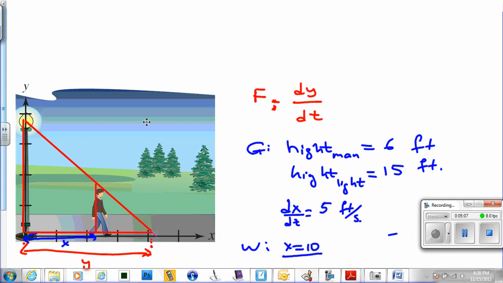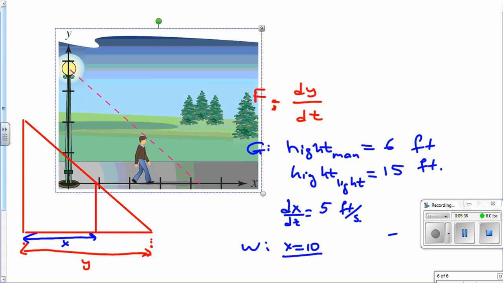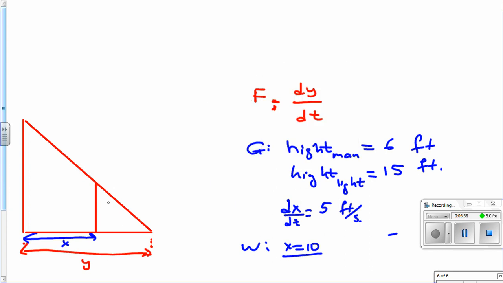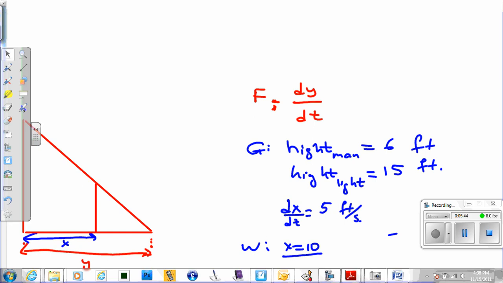Let's simplify this view. This distance is the height of this person, and this side of the triangle is the height of the light pole. From here to here is this man's distance to the base of the light pole, and this side is the distance of the tip of the shadow to the base of the light pole. Right now we can remove this picture. We have just two triangles, and they are similar to each other, so let's use the properties of similarity.